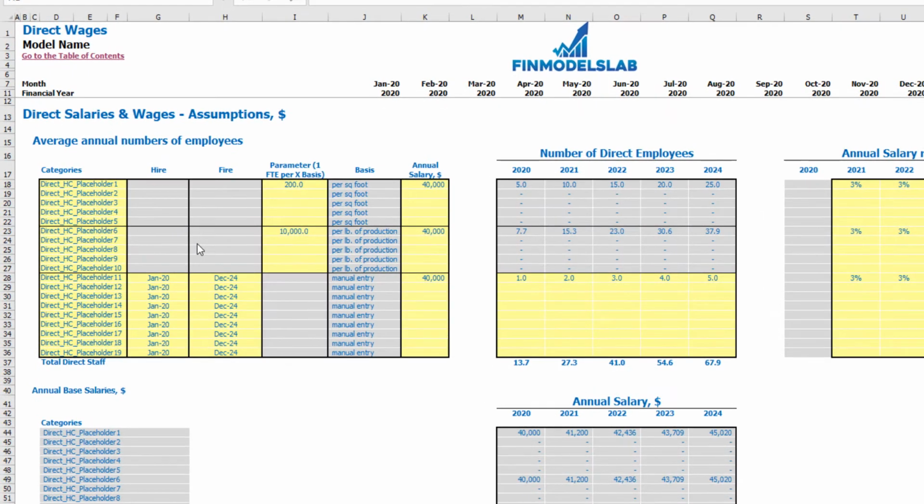On the direct wages tab, you may input your direct wages assumptions. You have up to 19 categories broken down by 3 sections. Let me show you how it works. So the first 5 direct headcounts you can adjust as a parameter, meaning 1 FTE per basis, and the basis in this case is per square foot. This can be 1 FTE per 200 square foot, or it can be 1 FTE per 150 square foot for type number 2. And depending on the acreage, you will have the calculation of direct employees here.